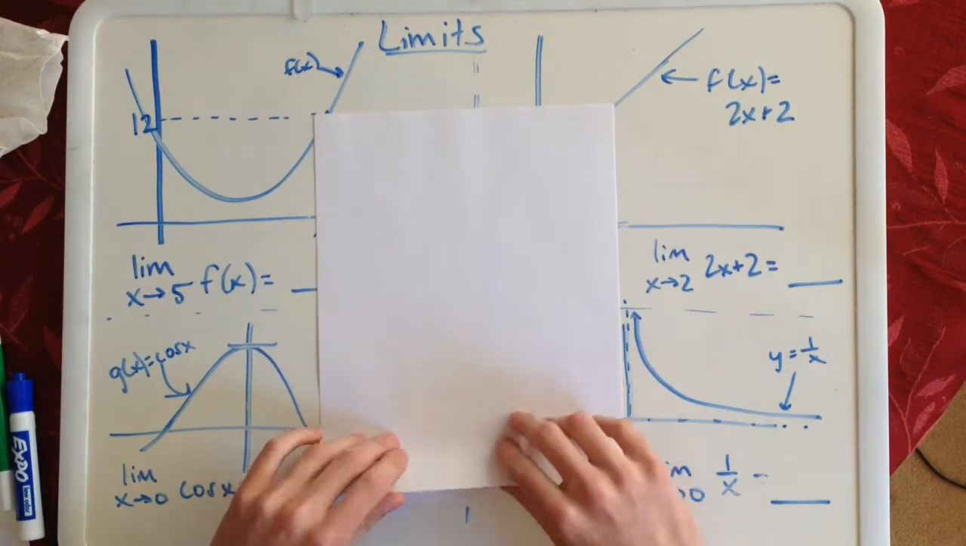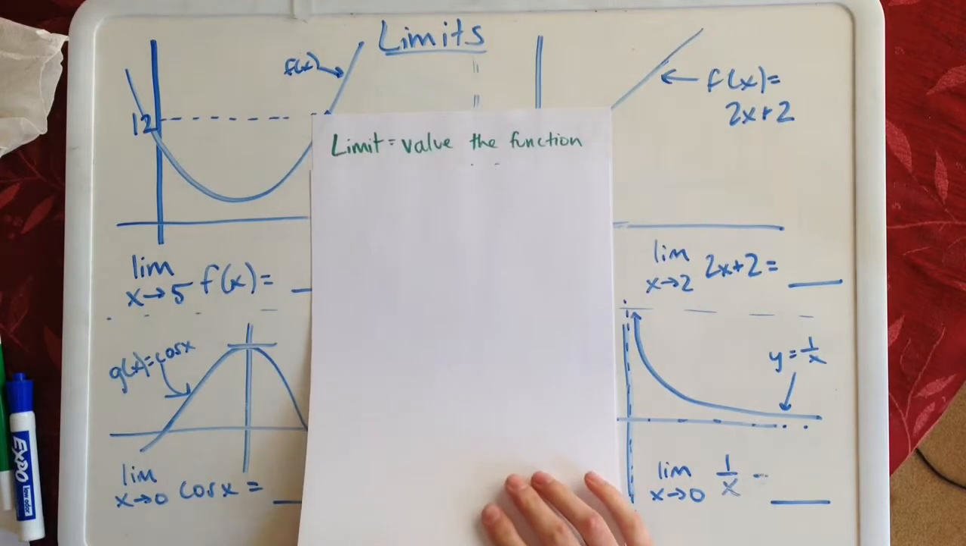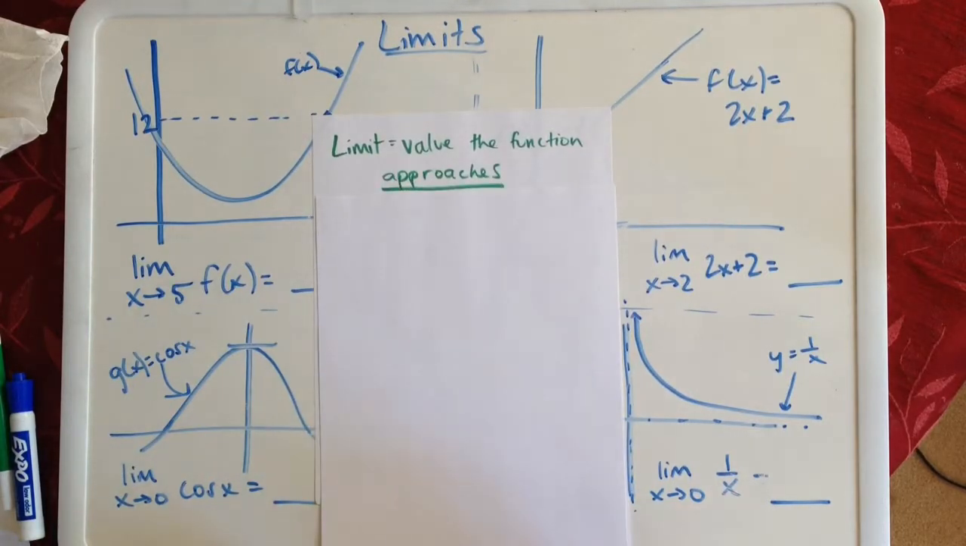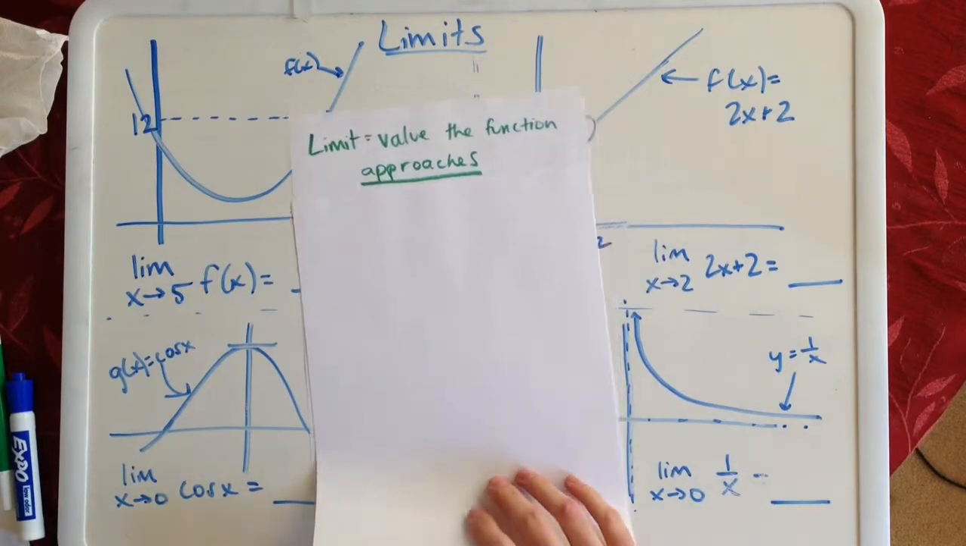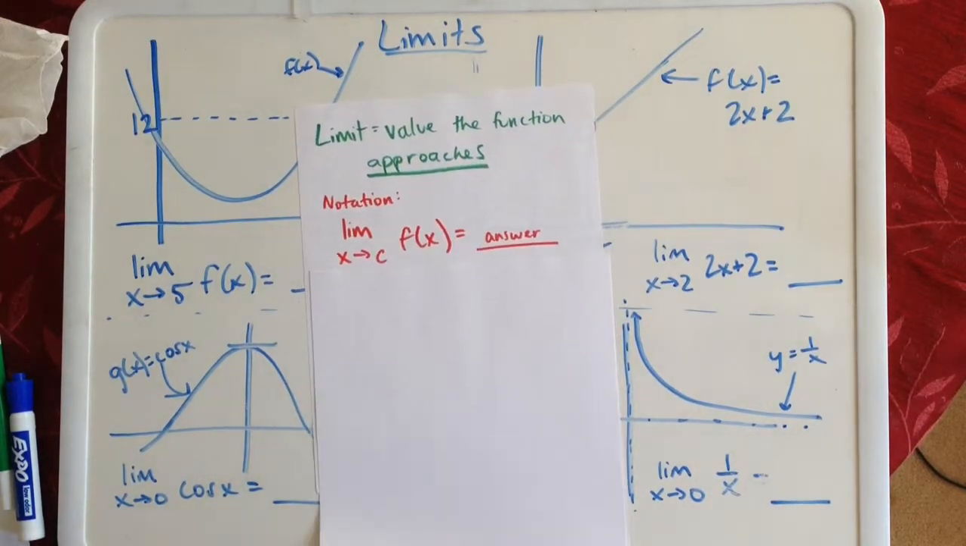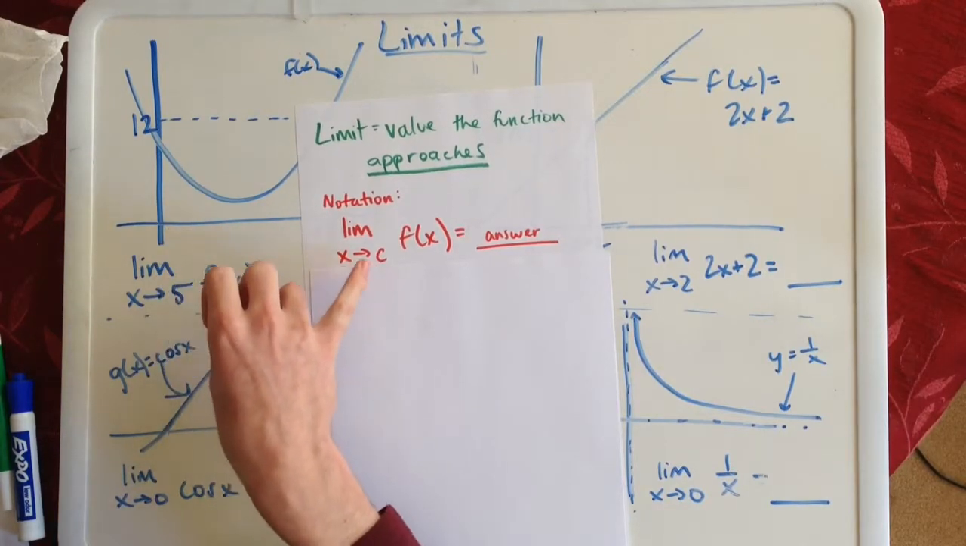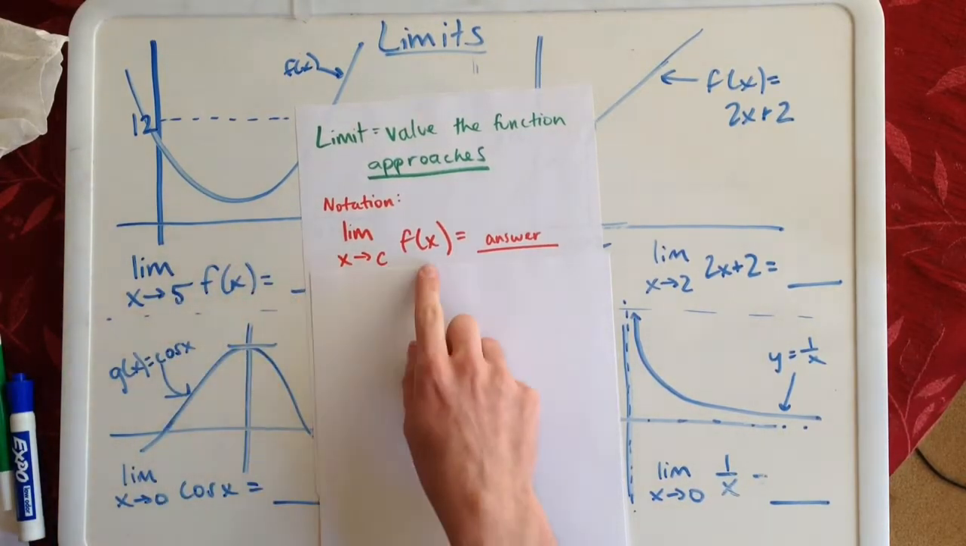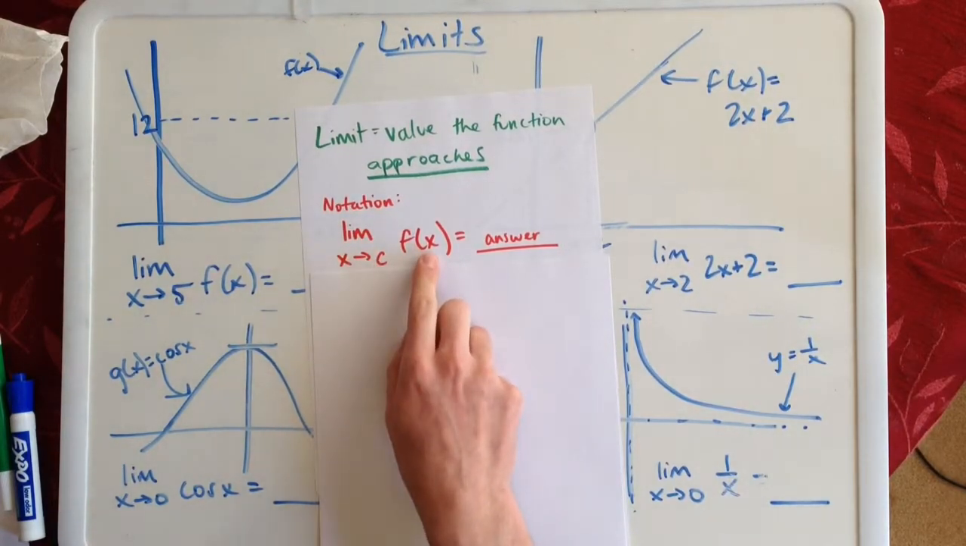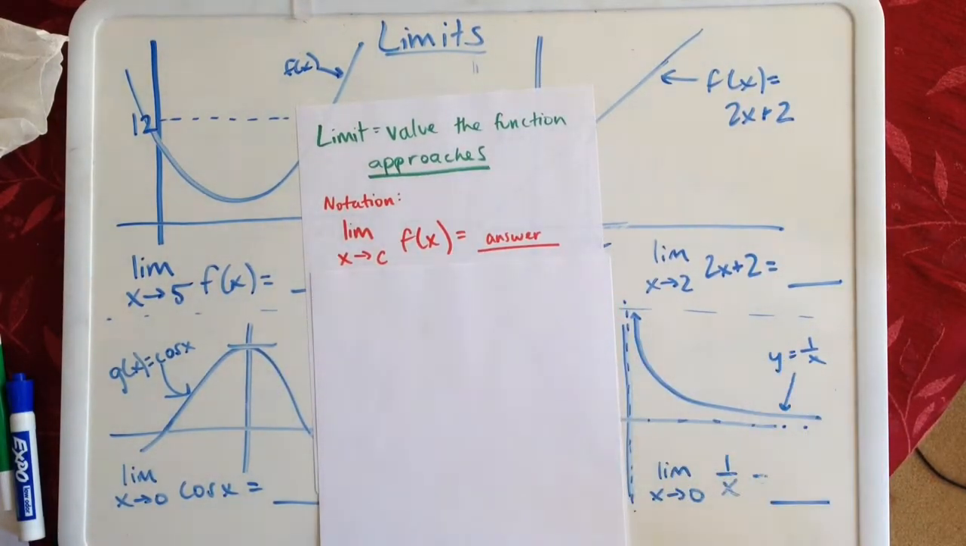So a limit on a function is the value that the function approaches. If I asked you to find the limit as x approaches 5 of a function, it would look like this. This is the notation for it. The limit, which we just write lim, as x approaches a value, here I put c, of f of x, would be a number answer. It's going to be like the y value of a point on the graph.